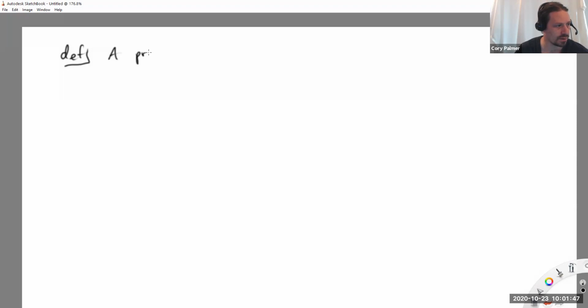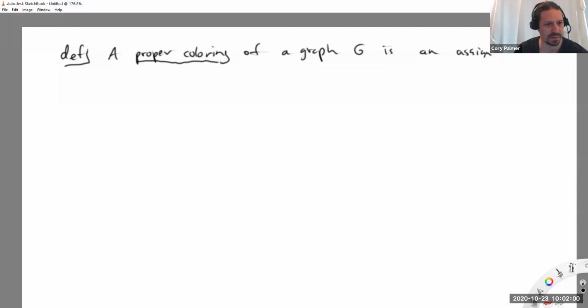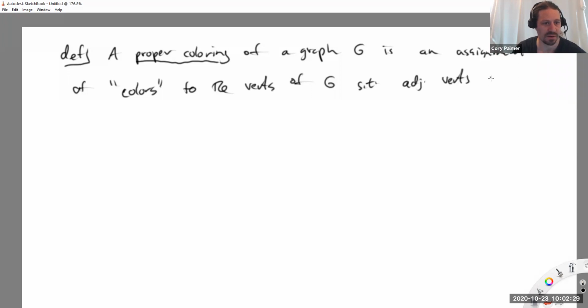So a proper coloring of a graph G is an assignment. So what's an assignment? It's just a function, right? We're just using different terms here. Of distinct labels, we call them colors, to the vertices of G, such that adjacent vertices get different colors. So the endpoints of an edge are different colors, so they're not the same, okay? Adjacent vertices get different colors.